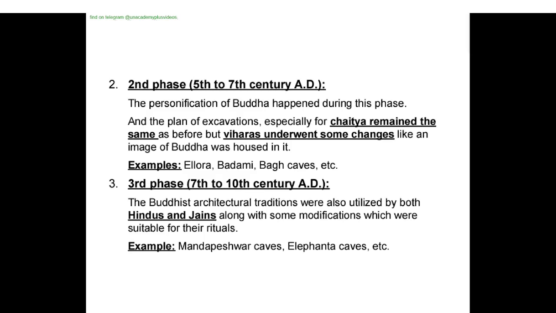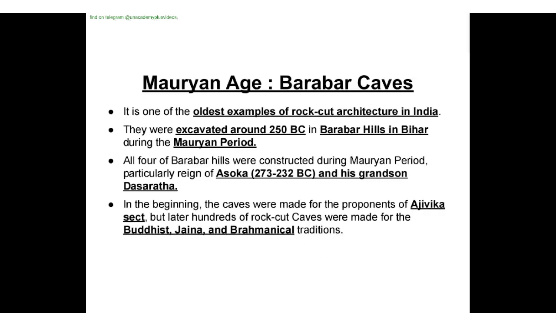Okay, in the third phase, the Buddhist architectural traditions were also used by Hindus and Jains with some modifications. Moving forward, Mauryan age Barabar caves. It is one of the oldest examples of rock cut architecture in India. They were excavated around 250 BC in the Barabar Hills in Bihar during the Mauryan period. All four of the Barabar Hills caves were constructed during the Mauryan period, particularly the reign of Ashoka and his grandson Dasaratha.